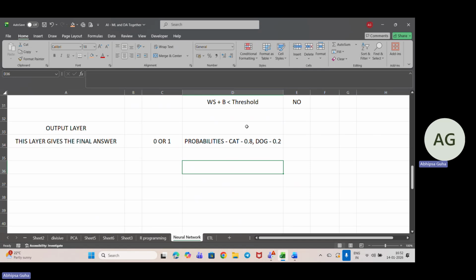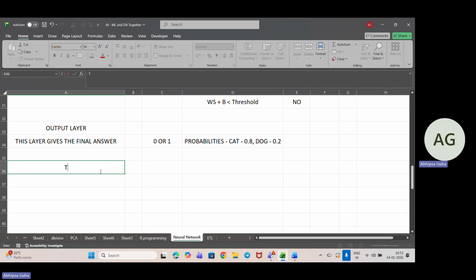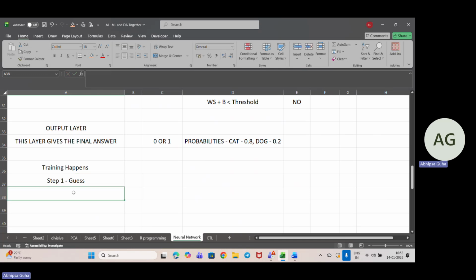Now, how does the neural network learn? How does the training happen? From here, we are just taking it forward. So how the network learns and how the training happens. The very first step, step one, is guess. The network makes a prediction. That is the guess.